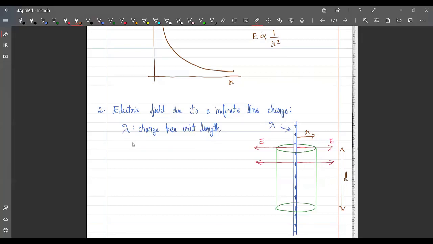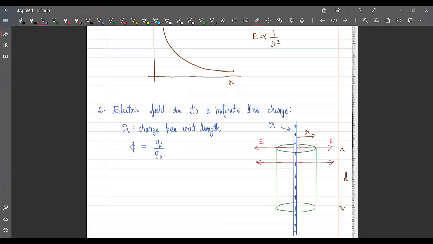If I try to write the Gauss law, I will write summation of E dot ds will be equal to Q by epsilon naught. Or I can also write it like this, that total flux is equal to Q inside by epsilon naught.